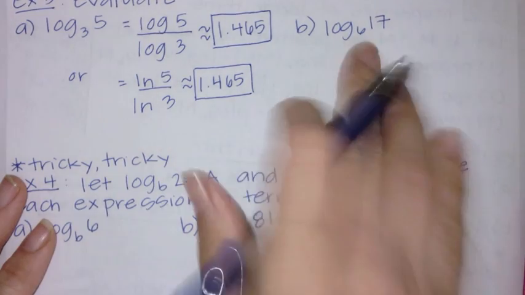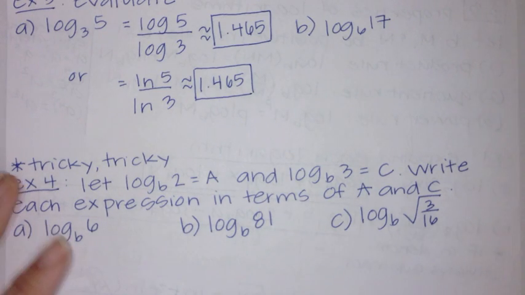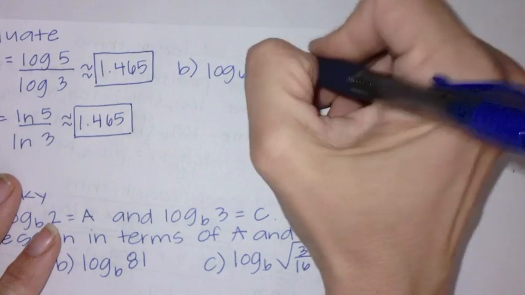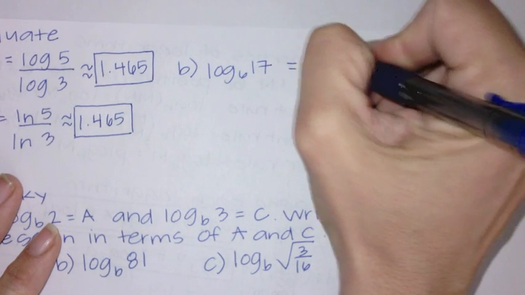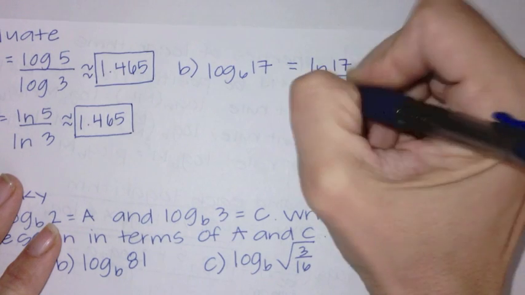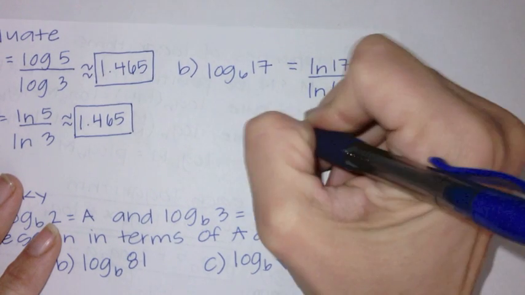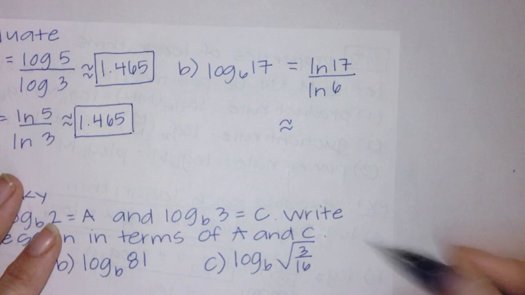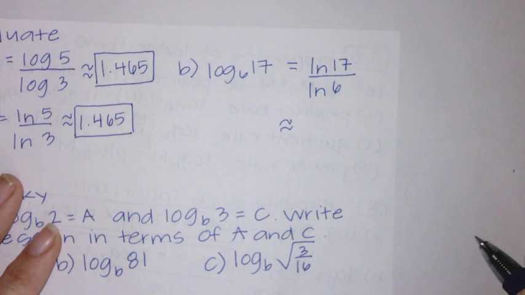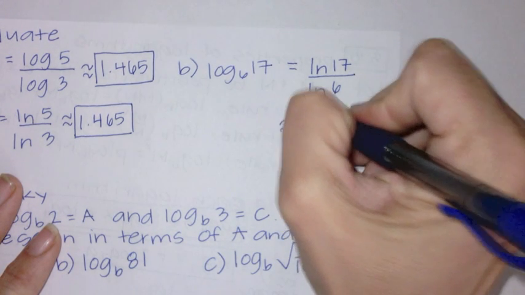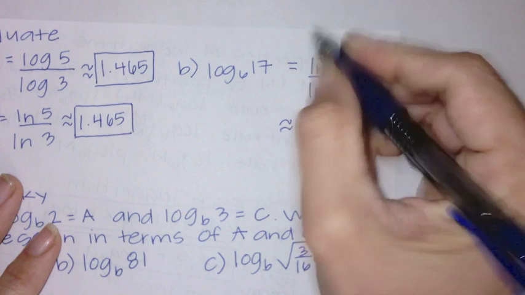Okay, so this is just another one for you to practice. I'm just going to use the natural log since it is less to write. So this is the natural log of 17 over the natural log of 6, which is, when I plug it into my calculator, you should be getting 1.581.